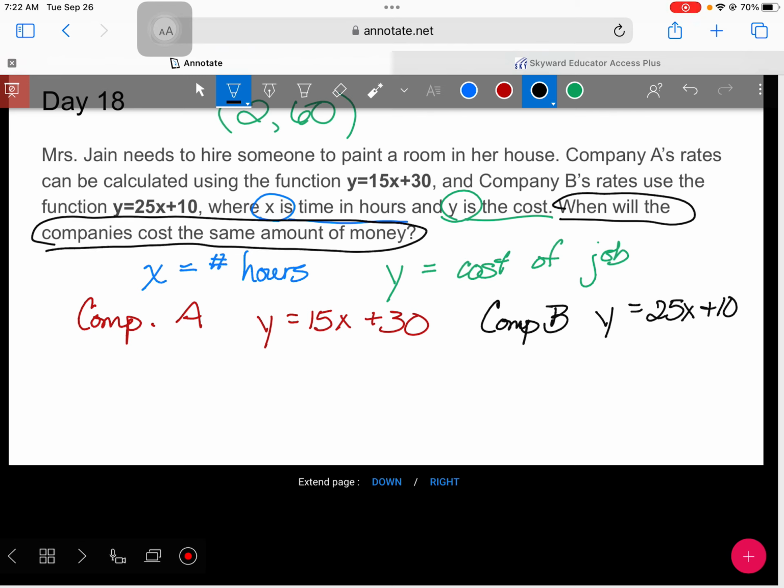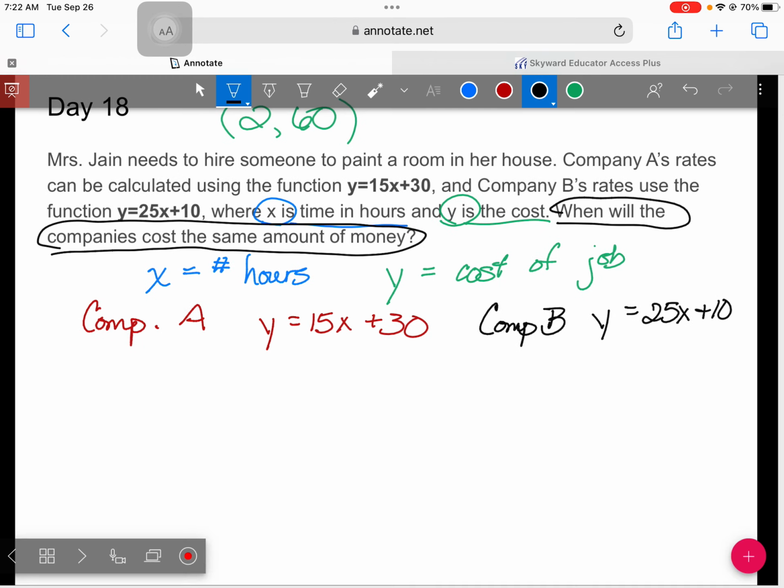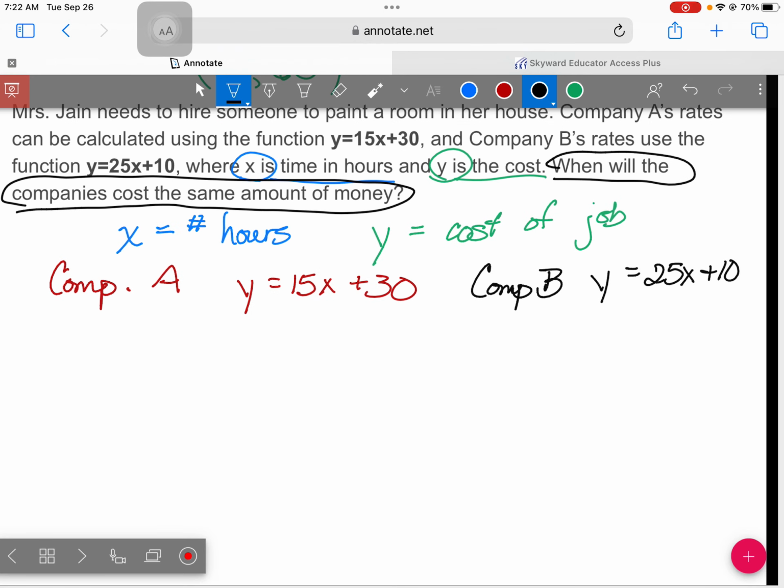Okay? Now, not for Joe or Kane or anybody that got this right away, but what do you think we should do here? We want to know when they cost the same. What do you notice about both of these equations? What do you notice? They're in the same form. Yes, that's excellent. What kind of form is it? Slope-intercept form. They both have y isolated, right?